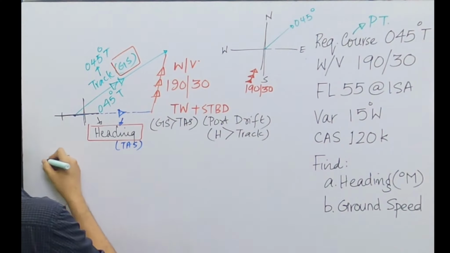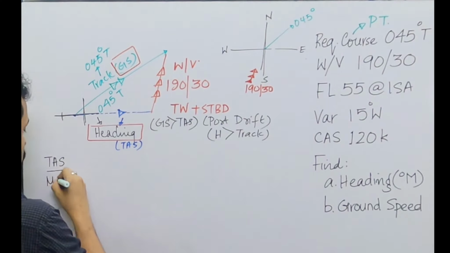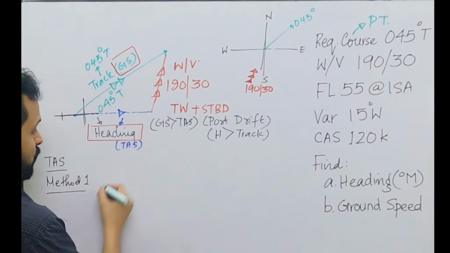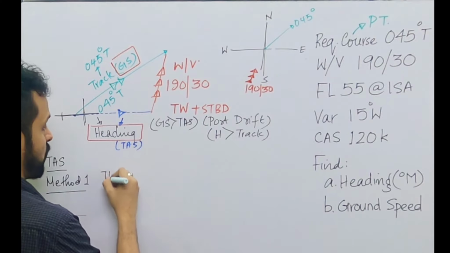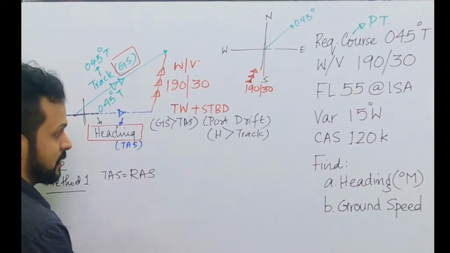With this, the first step is to find out the TAS, right? There are two different methods to find TAS here. The first method, number one, is by using the equation. And the equation is true airspeed is equal to rectified airspeed, which is nothing but the calibrated airspeed.